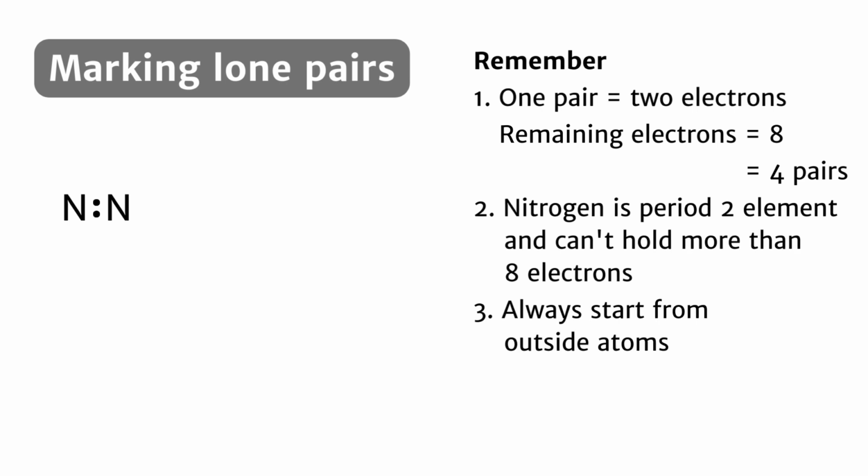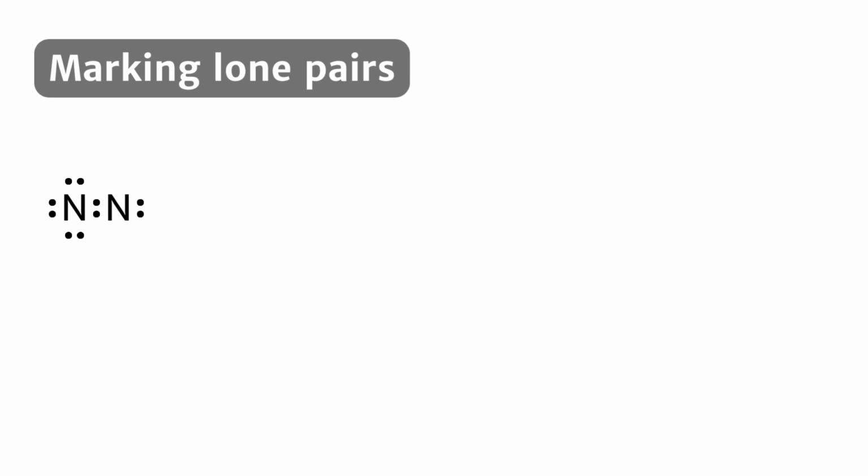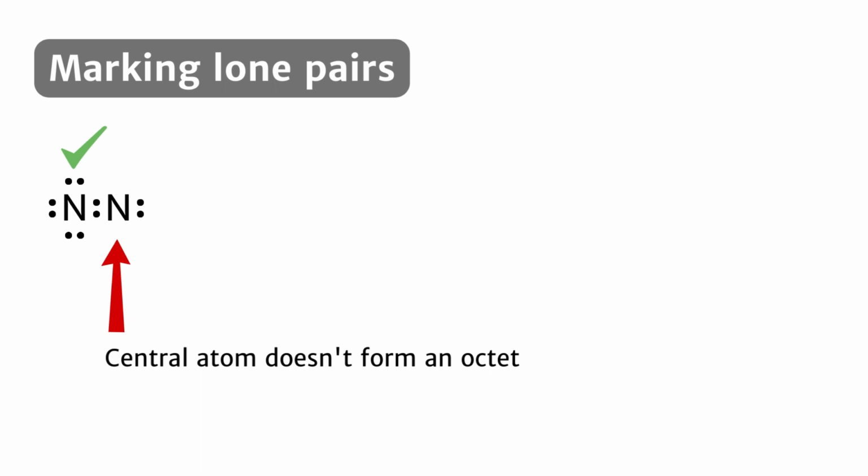In N2, the nitrogen atom on the left will receive 3 lone pairs, while the central nitrogen atom on the right will receive 1 lone pair, as we only have 4 lone pairs available for marking on the structure. The octet is complete for the left nitrogen atom, but not for the central nitrogen atom. So let's now focus on completing the octet for the central nitrogen atom on the right.